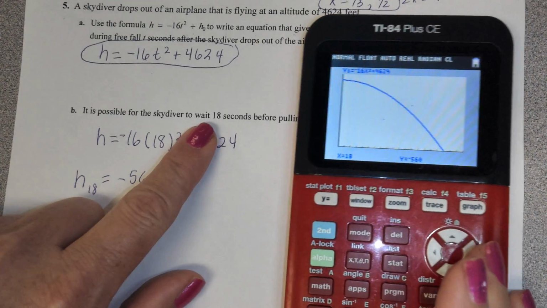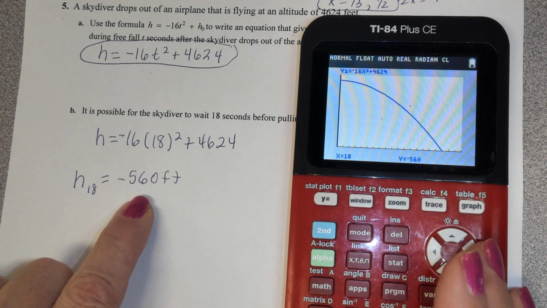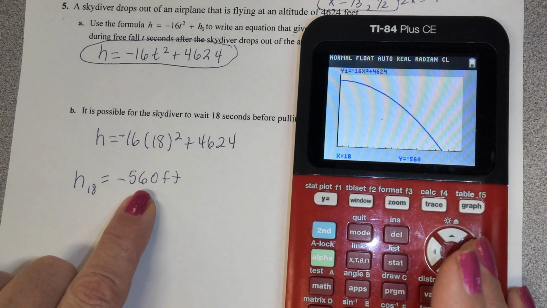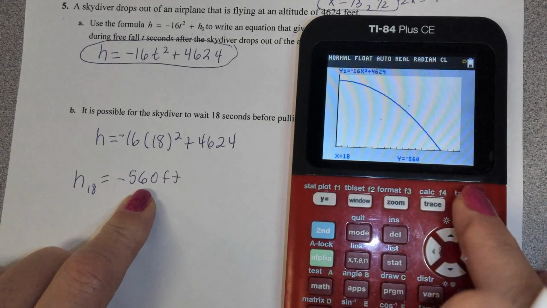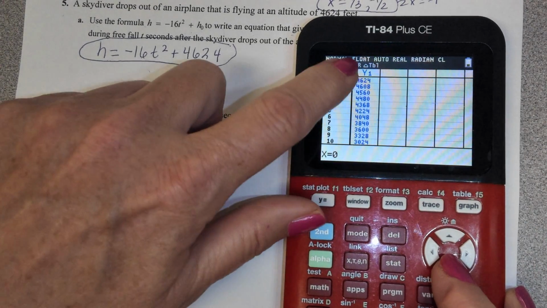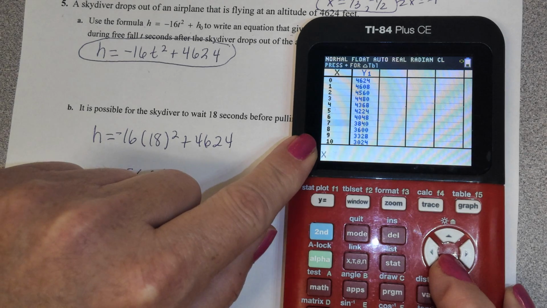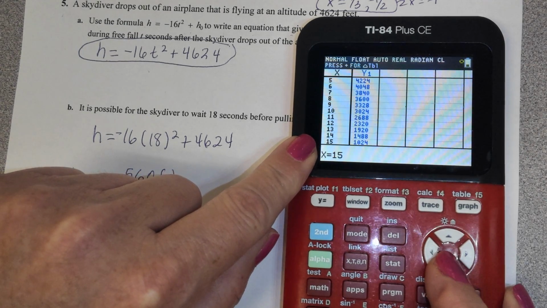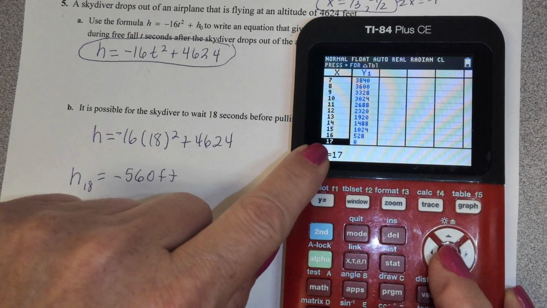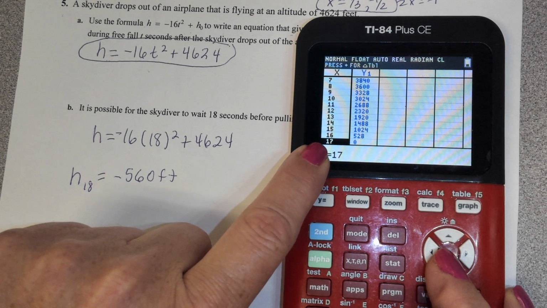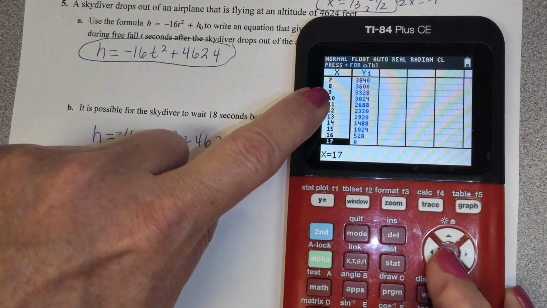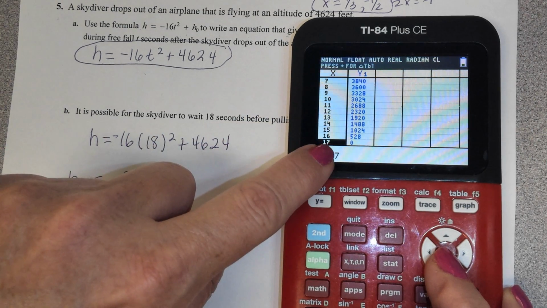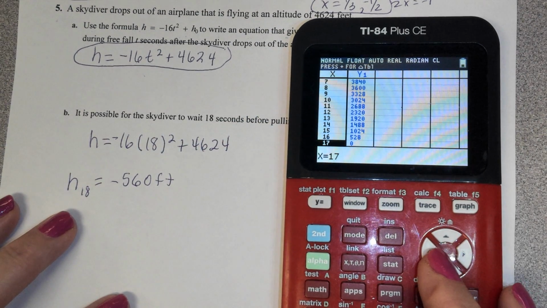So could he wait that long? Not a good idea, because he would already be 560 feet underground. Not good. If I take a look at my table, I can see his height at any given time. So he is going to hit the ground right there at 17 seconds, so he better not wait until 18 seconds. I would say he should probably pull that cord up in here somewhere. I don't think he wants to take any chances on waiting until the last second.